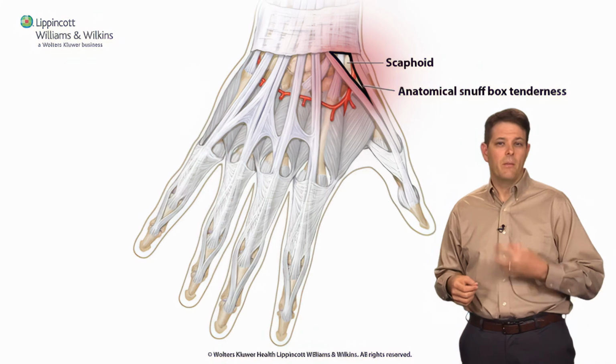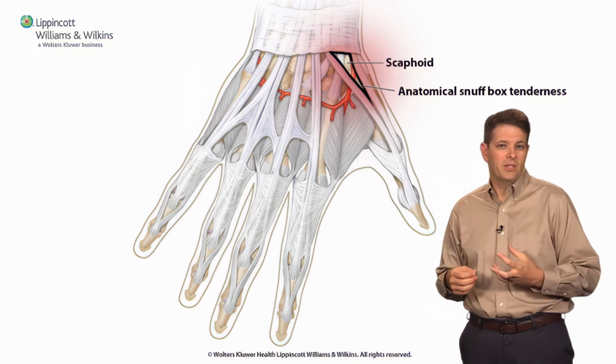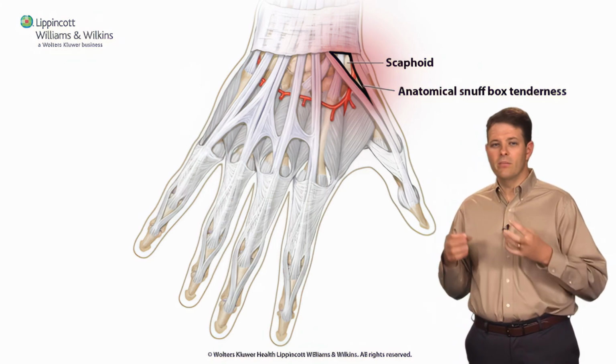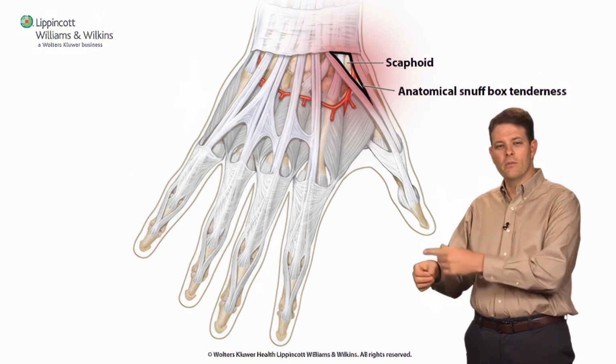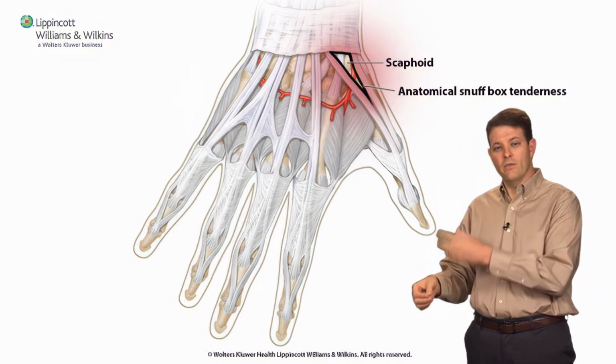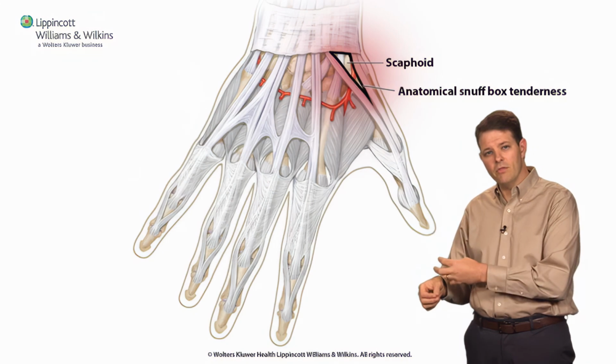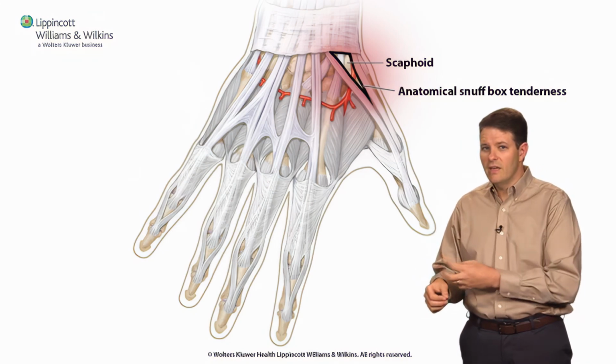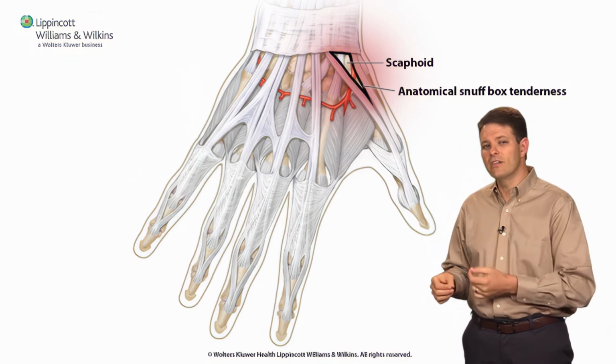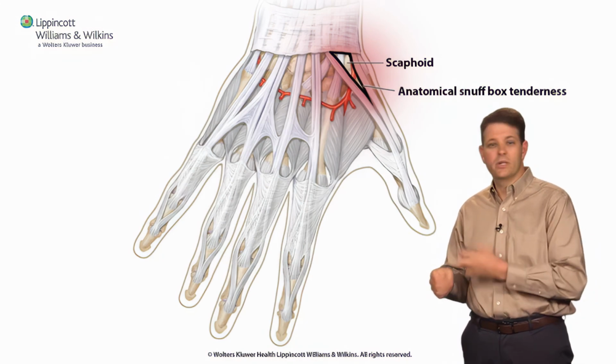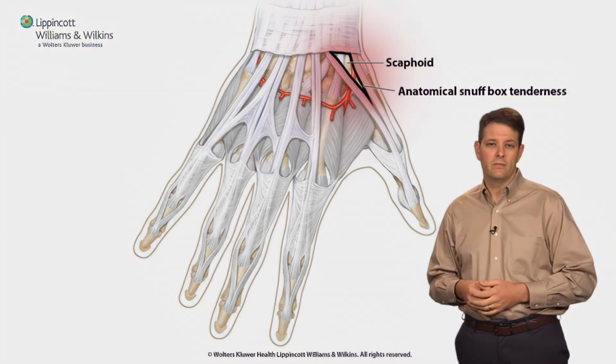And the reason it's dangerous to miss a scaphoid fracture, especially one that you can't see right away on x-ray, is that blood is supplied to the scaphoid bone from distal to proximal. So if a scaphoid fracture cuts off that blood flow and you don't catch it and fix it, that can result in avascular necrosis of the proximal fragment, which can result in a painful arthritis.